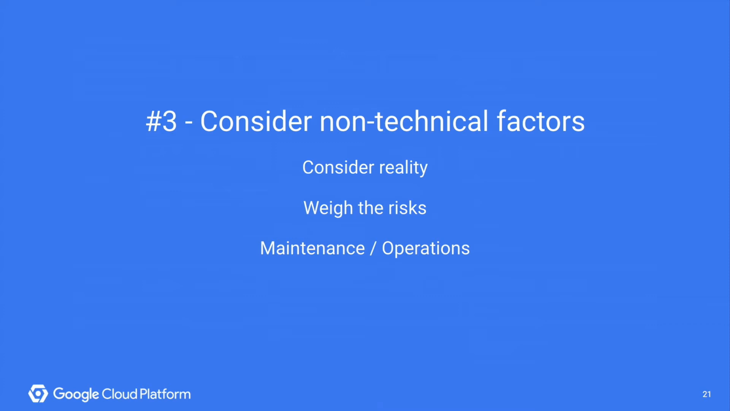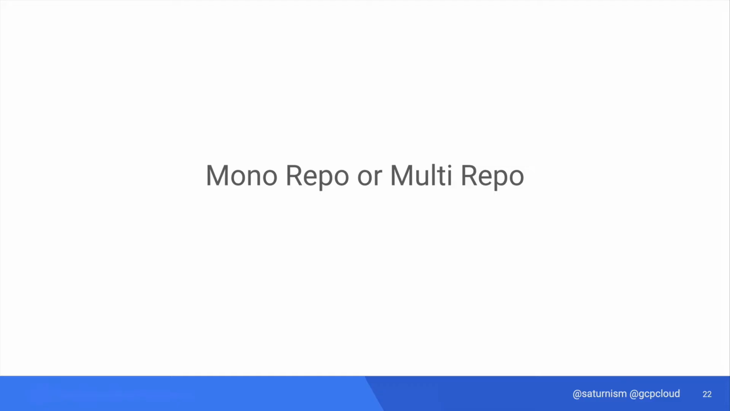If not, how long would it take to ramp up? Many of these factors are not simply based on the superiority of a technology, but based on the current reality of the team. For example, the very first question the development team asks is, where do we store the code? Do we put them in a monorepo or a multi-repo?